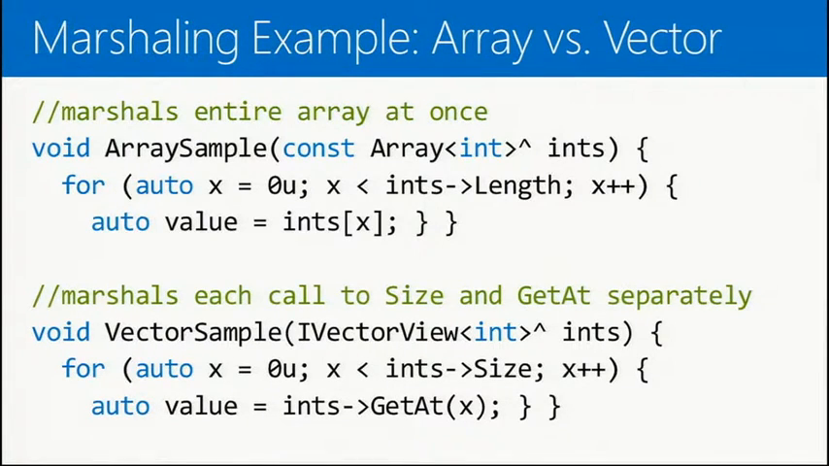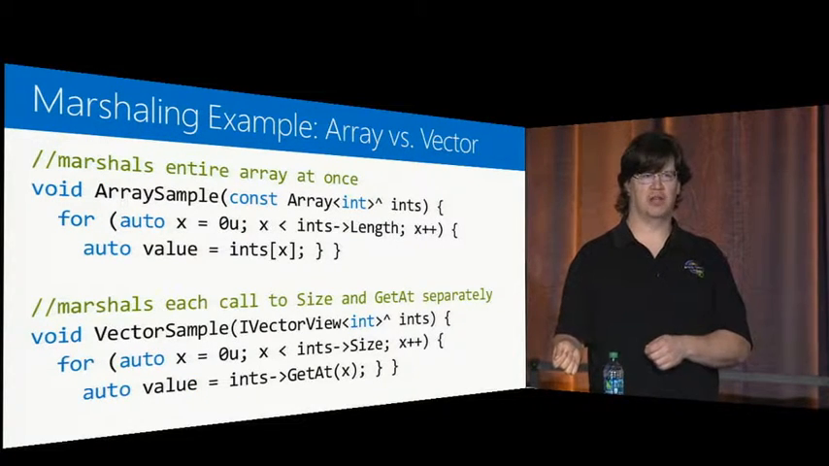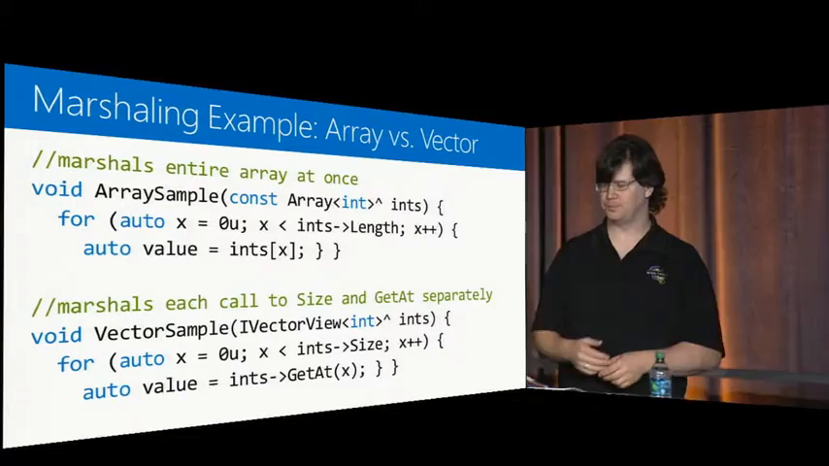Which is the right way to do it? It totally depends on your scenario. If you're passing a whole bunch of bitmap buffer information to the back end to do processing, you probably want to pass it as an array. But if you want to pass an object where you're going to have random access and the client and the code you're passing it to may not be able to access all of it, you probably want to use a vector.